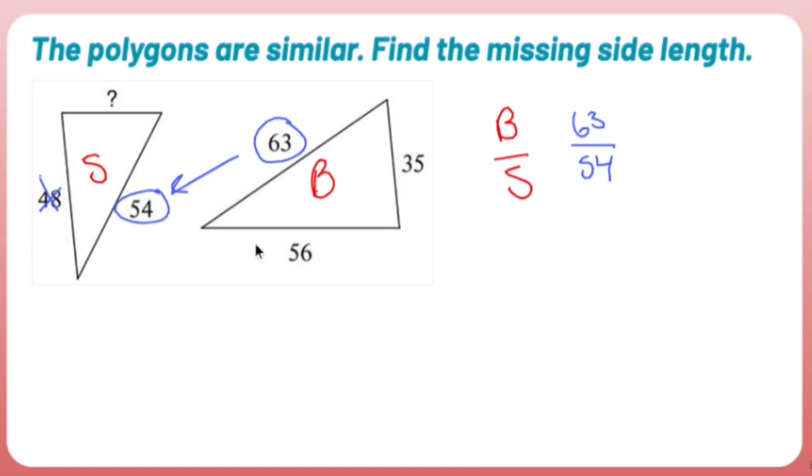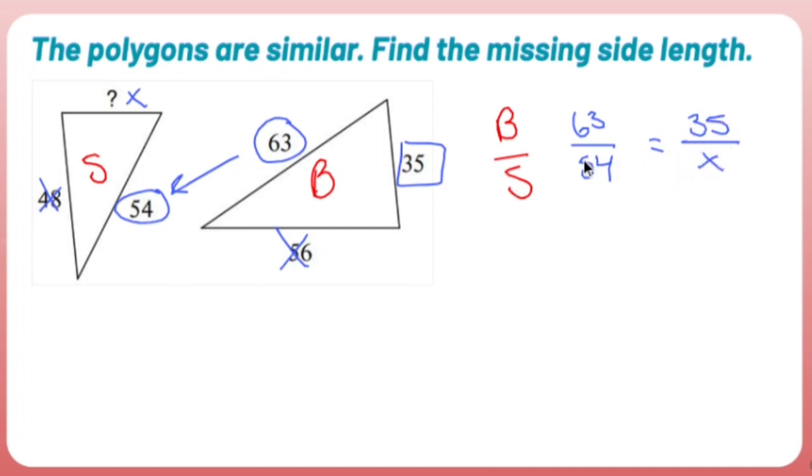Now, if you're wondering, do I do the same thing with 56 and 48? Nope, I don't need them. Don't need them at all. Just extra information. I care about what that question mark is, and I'll just call it x for now. 35 over here matches up with I don't know over there. So 35 on the big is going to match up with x on the small. Now I have a proportion.